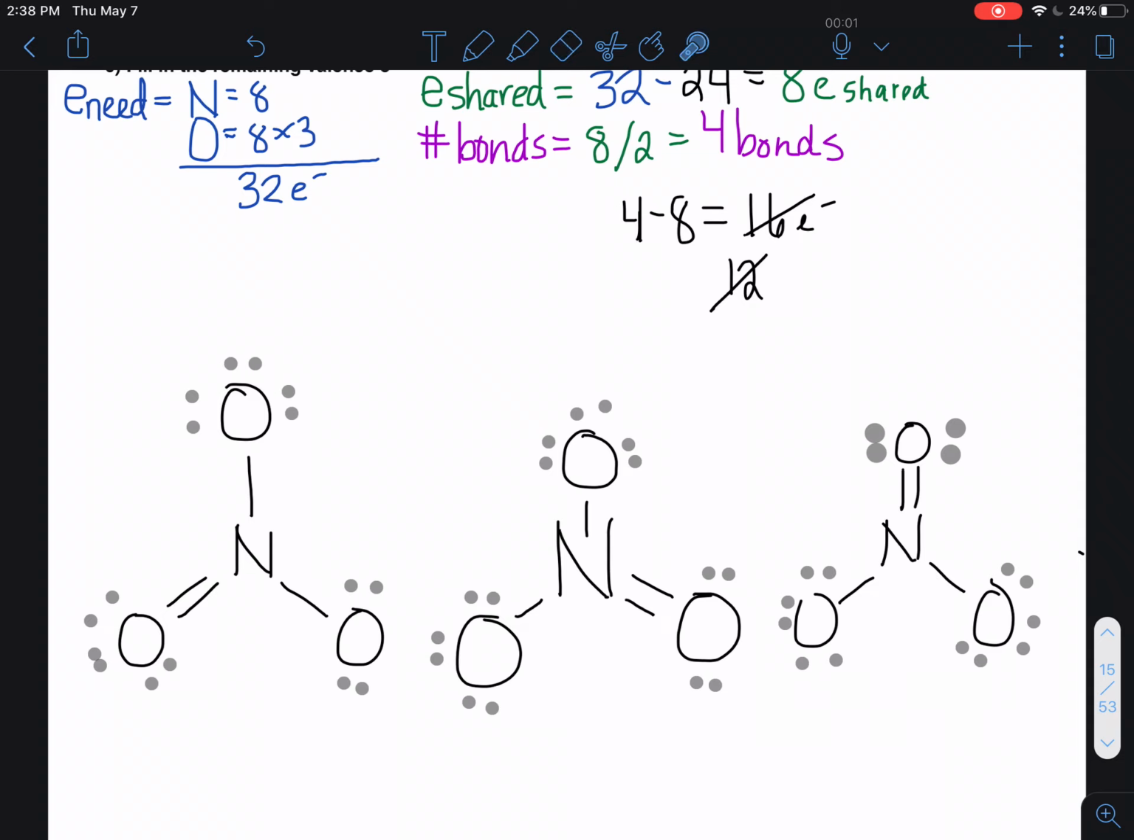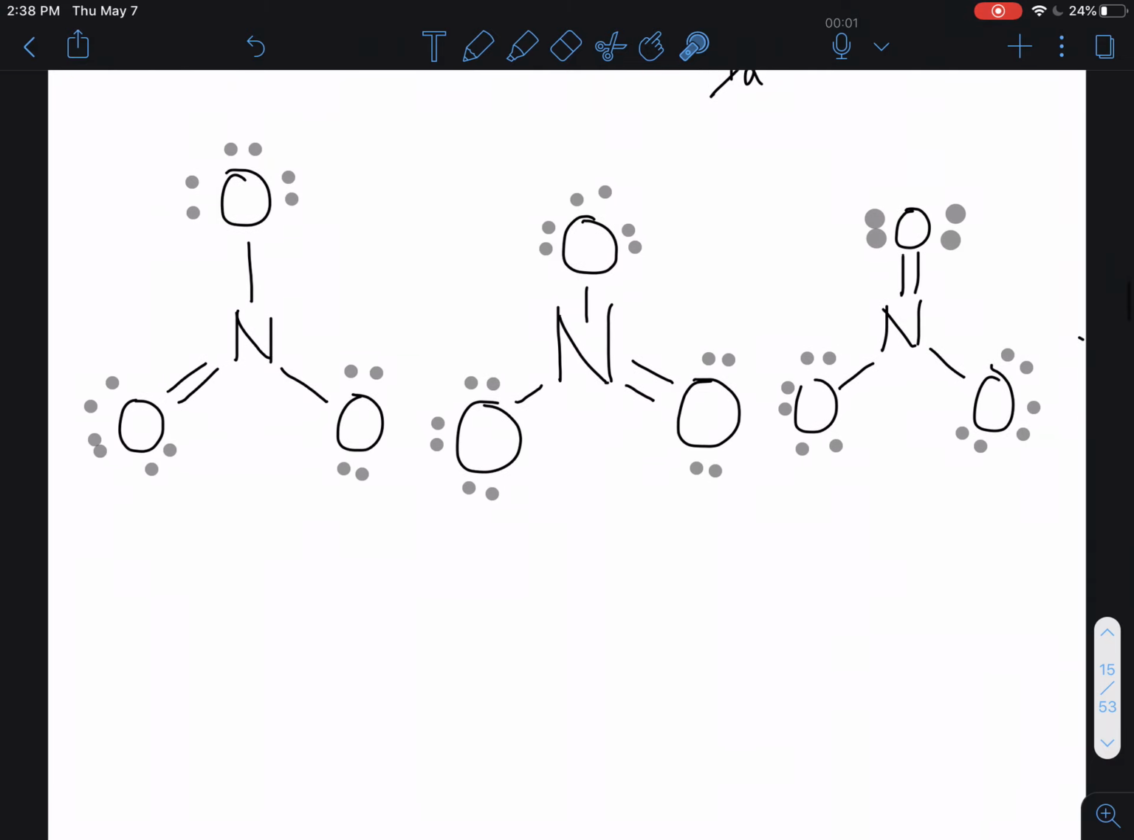If I were to ask you for a Lewis structure, a legit correct Lewis structure of NO3, you would do this. You would do one of these guys, depending on the type of person that you are. Are you going to put the double bond here? Are you going to put it here? Are you going to put it here? Again, it doesn't matter, just that I have one correct Lewis structure.